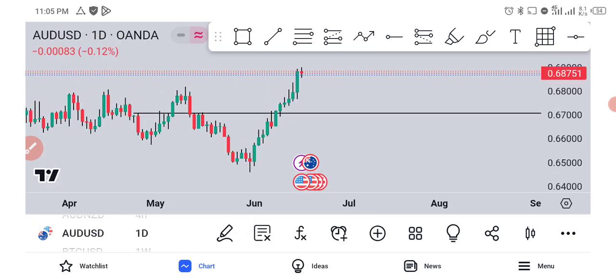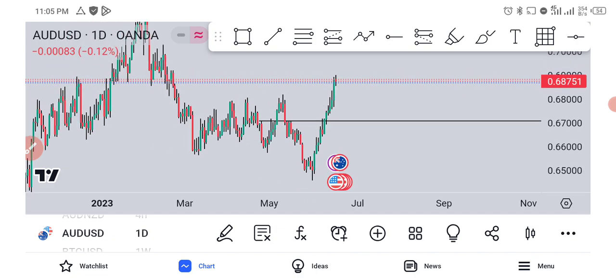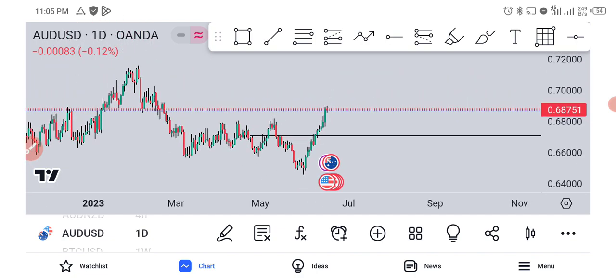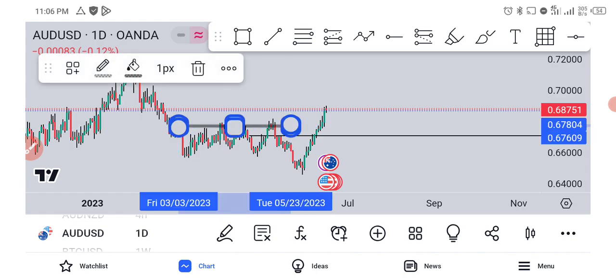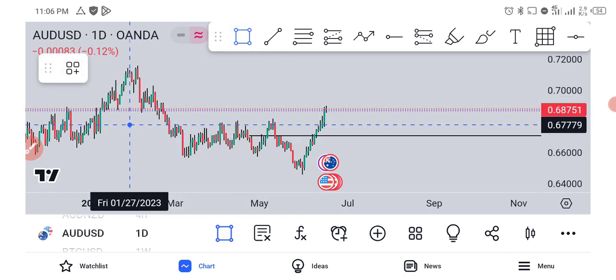Now the daily is also overextended, and a push to the downside is expected. So I think this pair will sell technically, but we have a strong zone here. We have a strong zone.